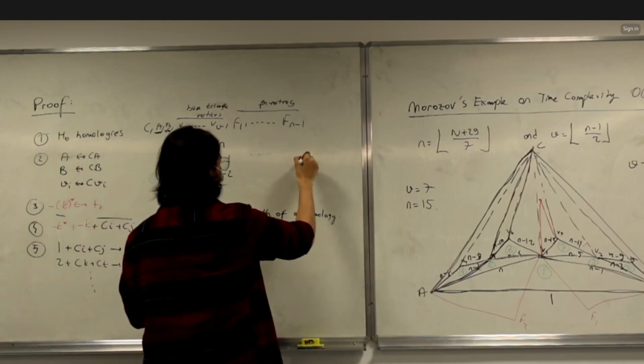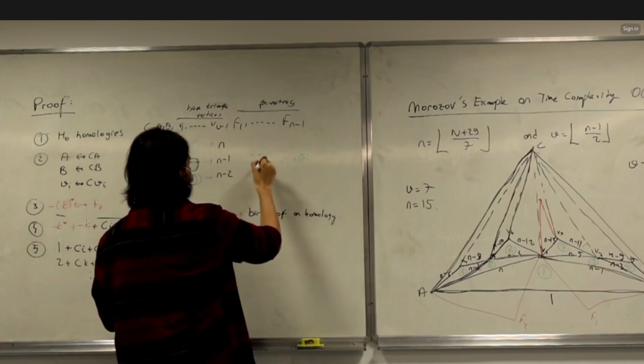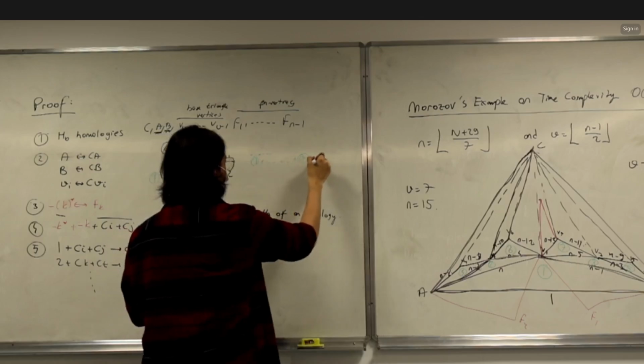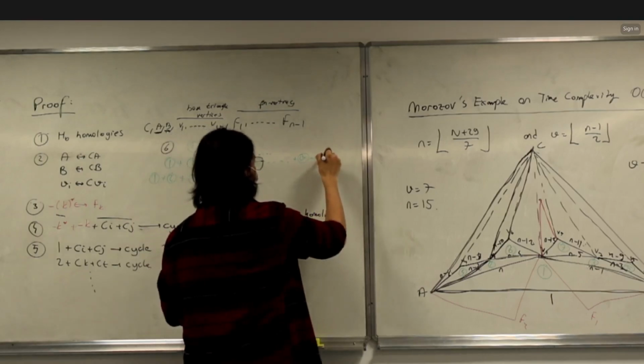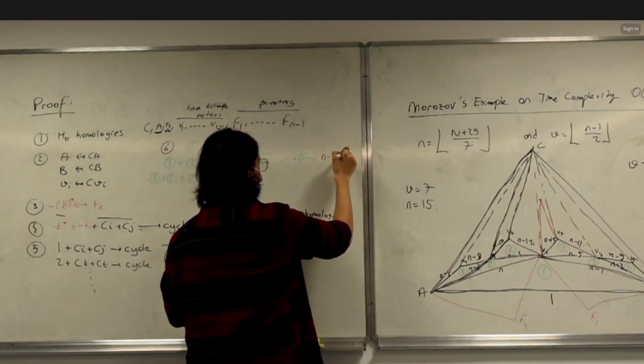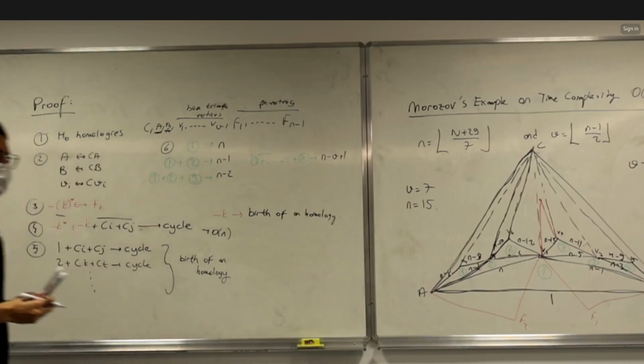until we add the v vertices, which will pair with n minus v plus 1. Did you get this part? This is the most important part of the filtration.